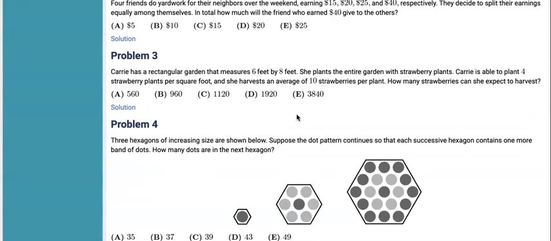Problem 3. Carrie has a rectangular garden that measures 6 feet by 8 feet. That's 48 square feet total. She plants the entire garden with strawberry plants. She's able to plant 4 strawberry plants per square foot and harvest an average of 10 strawberries per plant. Okay, sure. So she has 48 square feet of planting room. And then you get 4 strawberry plants per square foot. So we multiply by 4 and then multiply by 10. So what's 48 times 4? Well, we multiply by 2, we get 96. Then we multiply by 2 again, we get 192. Then we multiply by 10. So it should be D, 1920.